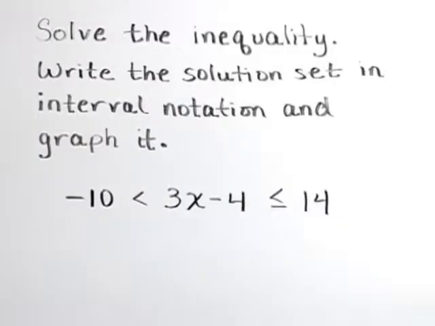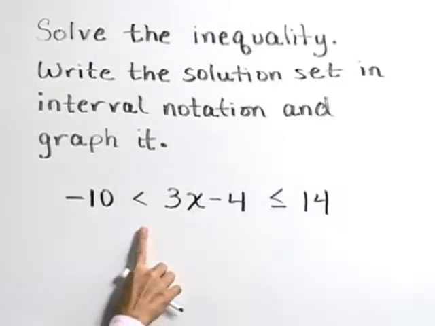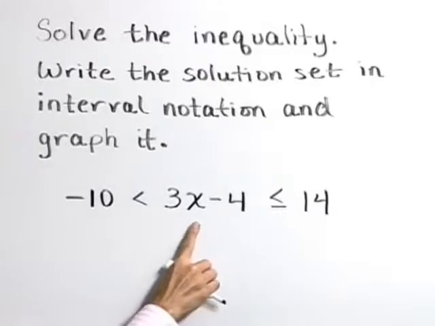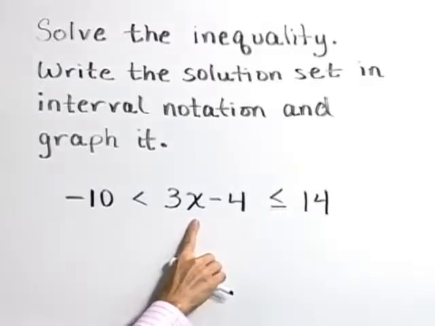Solve the inequality, write the solution set in interval notation, and graph it. Here we have the inequality: 3x minus 4 is greater than negative 10 and less than or equal to 14. So to solve this inequality, we want to isolate x in the middle.